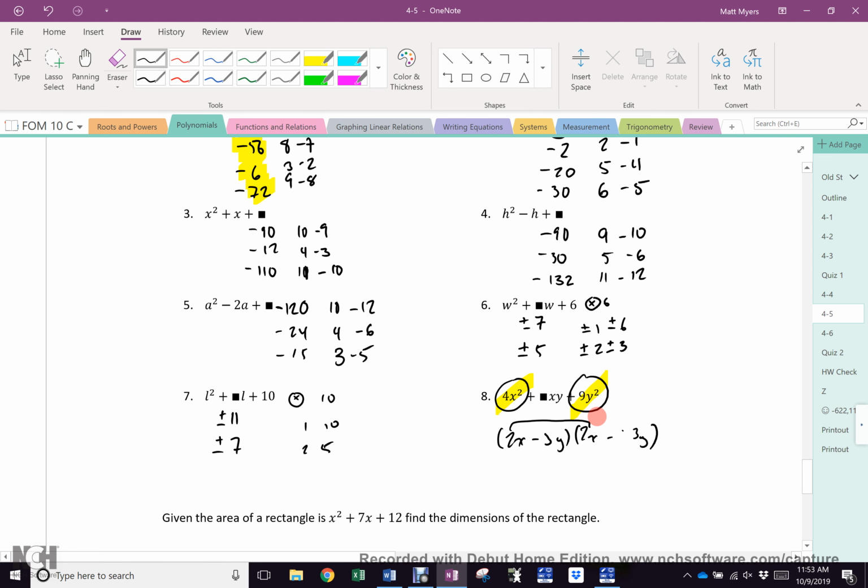What is 2 times 2? 4x squared, right? Yeah. What is 3 times 3? 9y squared. So we're covered on the ends, yes? What's the only place we haven't talked about the middle? What is 2 times 3? 6. What is 3 times 2? 6. What is 6 plus 6? 12. Now, he said 36, right? And I said that's kind of right. Why is it kind of right?